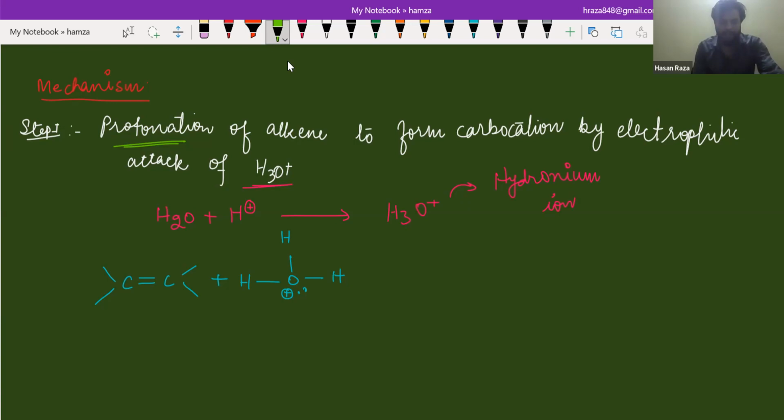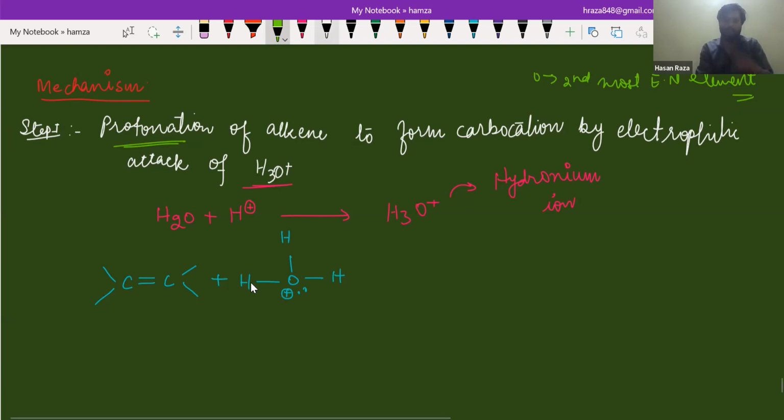So always remember this point. Positive charge, basically, when on a more electronegative element, as you know that oxygen is the second most electronegative element, positive charge is less stable and negative charge is more stable. On the most electronegative or more electronegative element, negative charge is more stable, positive charge is less stable.